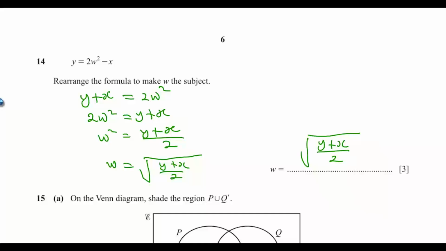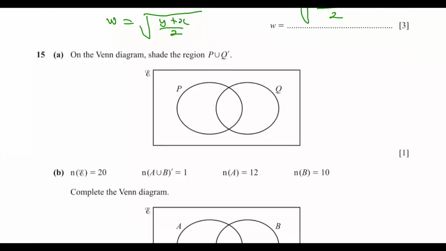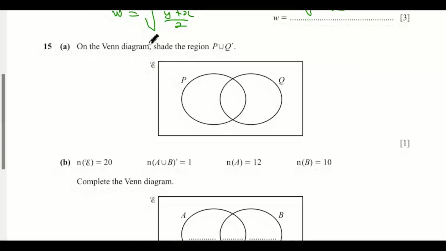So let's go to the next question, question 15a. On the Venn diagram, shade the region P union Q complement. The simple trick you can use to do this is to firstly shade the whole of P, then you shade any other region that is not in Q. So you can go to my channel. I made a series of videos regarding this on sets, theory, and Venn diagram. So this was well explained there.